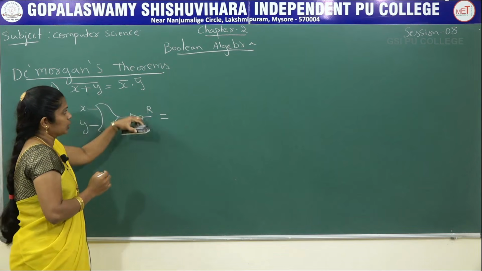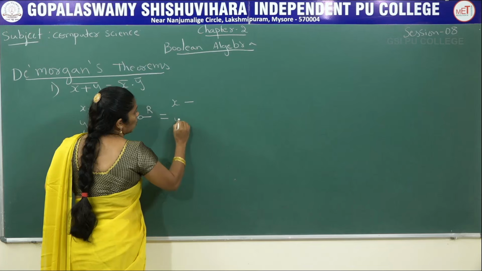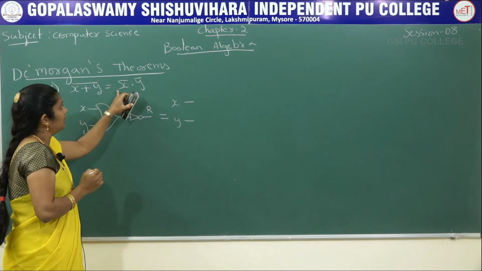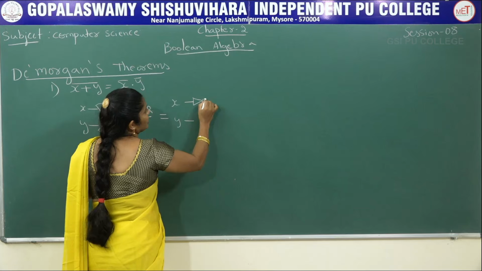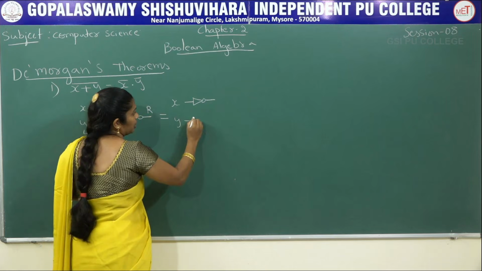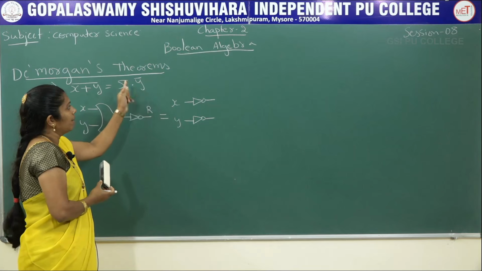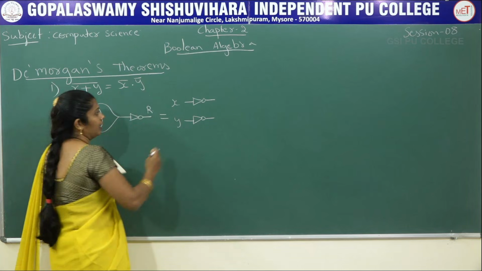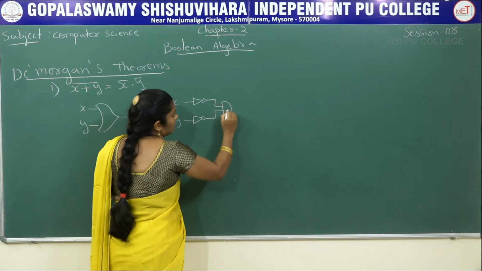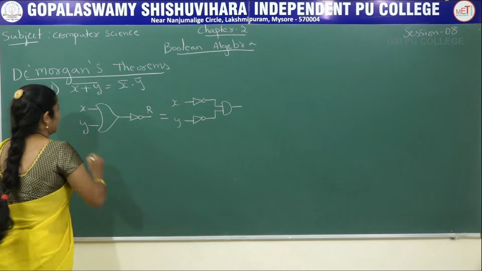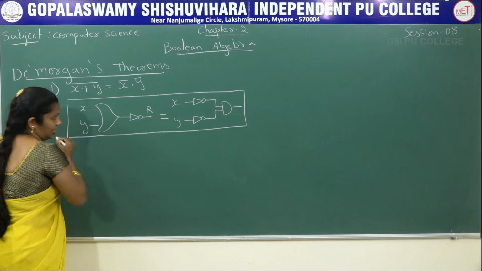This value equals x complement and y complement. X is one variable, y is one variable, but here we require x bar, so you have to write a negation. This is the x bar output and this is the y bar output. These two are combined with a dot operator. For the dot operator you must use a D shape. This is the circuit symbol to represent the first De Morgan's theorem.